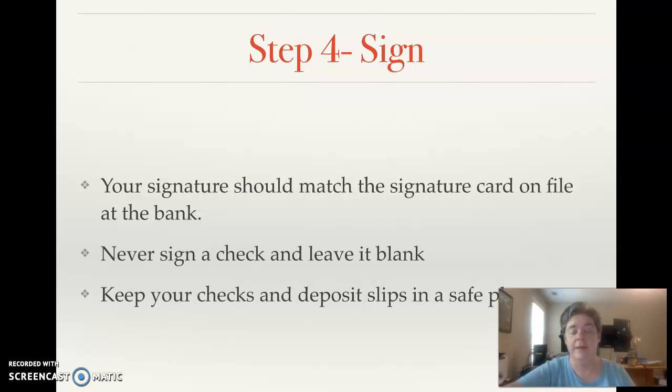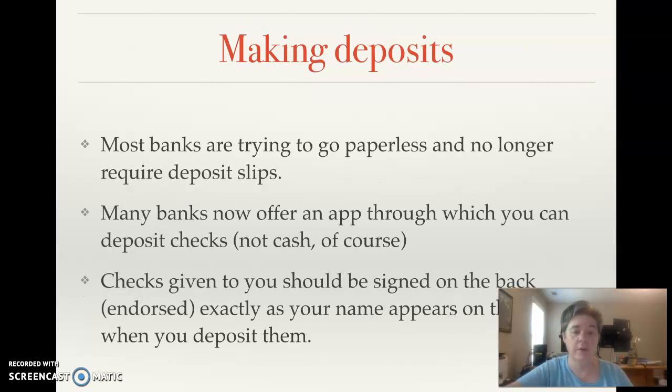And then thirdly, and that should be an obvious one, keep your checks and your deposit slips in a safe place where they're away from the possibility of theft, because even a deposit slip that is stolen, and you think, wow, I'd love for somebody to deposit money in my account, they can steal your account information and then get into your account. So you don't want that information out there.